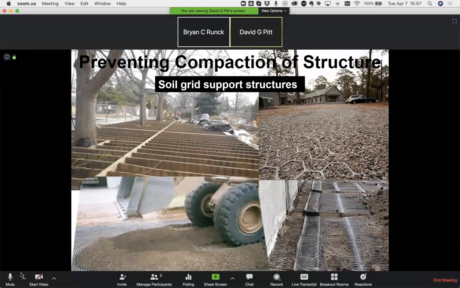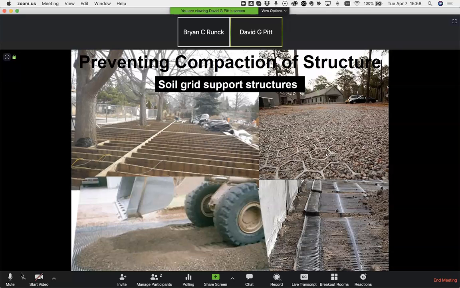Oftentimes in an urban context, in a construction context, we can actually insert grid structures onto the surface of the soil to help retain good soil structure. And here we see a couple of different examples. On the one hand, we're creating an urban play space and using a structure to help retain the structure of the soil beneath the surface that's going to be created.